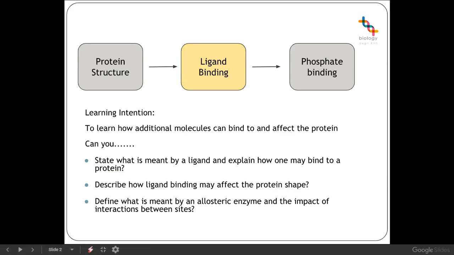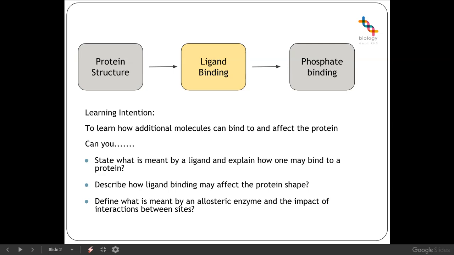So up until now we have looked at protein structure, how amino acids and R groups can influence the structure of the protein, and we've looked at primary, secondary, tertiary and quaternary structures of protein. What we're going to be looking at today is something called ligand binding before we move on to look at phosphate binding. So for today we need you to learn how additional molecules can bind to and affect the protein.